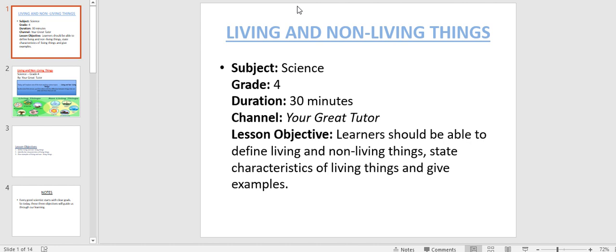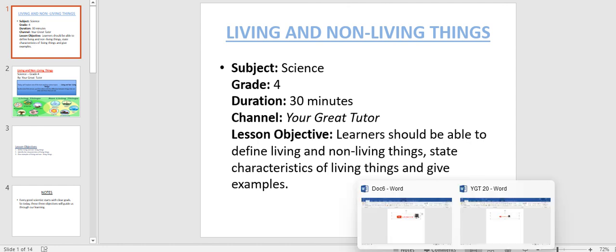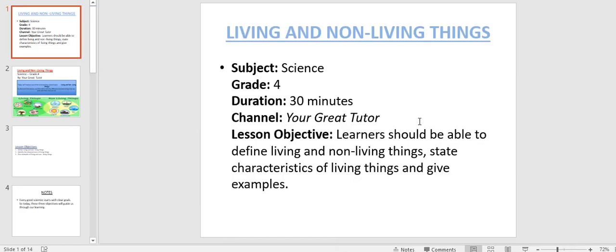So we will start. The objective of our lesson today will be: learners should be able to define living and non-living things, state characteristics of living things and give examples. That is our first slide. It generally explains whatever we will be doing today, and I think we can continue to the next slide.